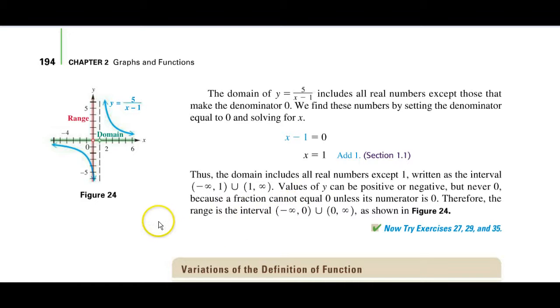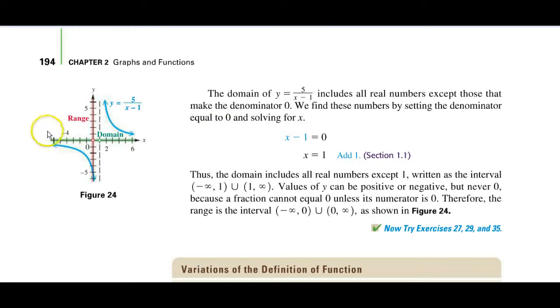And the range applies the same way, because in this case it's 0 though. Let's take a look at that. Now, because this original denominator was a negative 1, then 1 is excluded. So in a sense, this is your vertical asymptote.